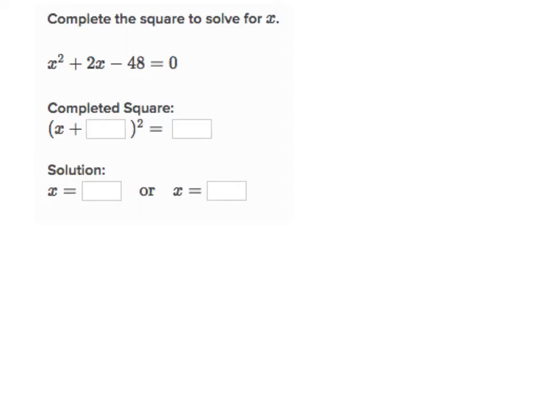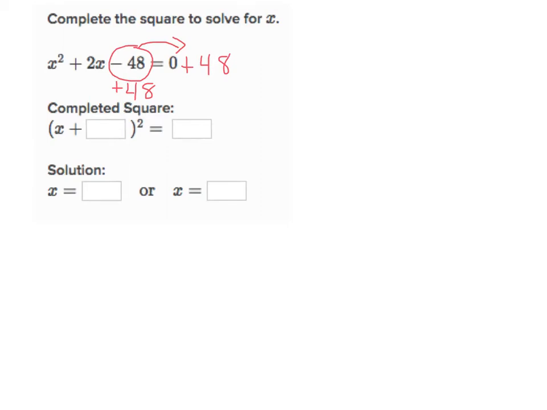Okay, so what we want to do right here is they're asking us to complete the square to solve this quadratic equation right here. The first step in completing the square is getting this value, negative 48, on the right side of the equal sign. So what do I need to do to move negative 48 to the right side of the equal sign? Well, I'll add 48 to both sides, like this.